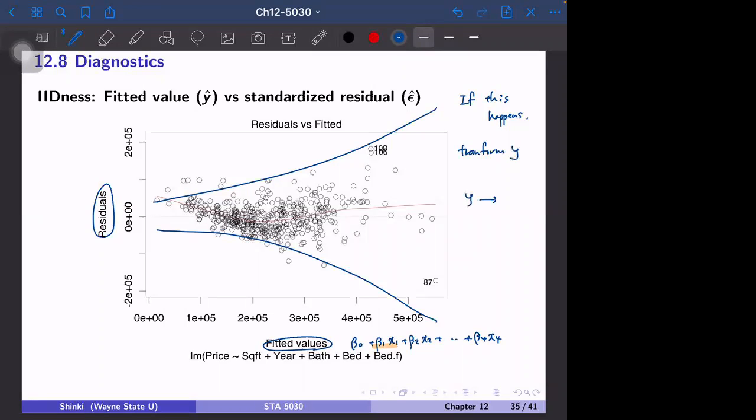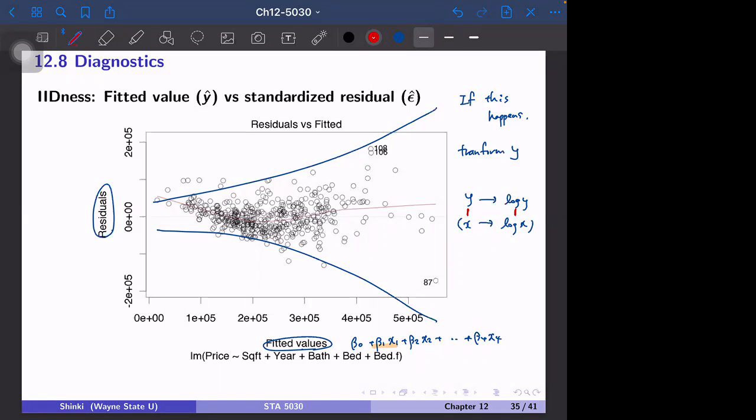For example, y to log of y. Sometimes also you have to transform x. So suppose that x and y have a linear relationship, but we have increasing variance of residuals, then we have to transform y into log y. Then if x and y are linearly related, then we also have to take the logarithm for x. So it depends on the situation, but this indicates the necessity of doing some transformation of y.